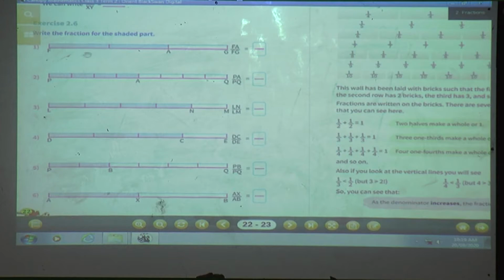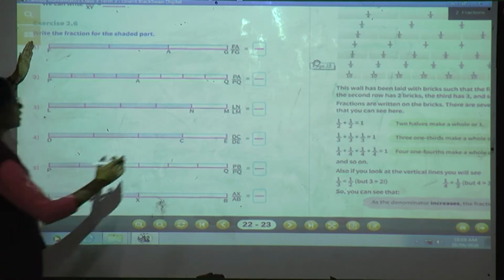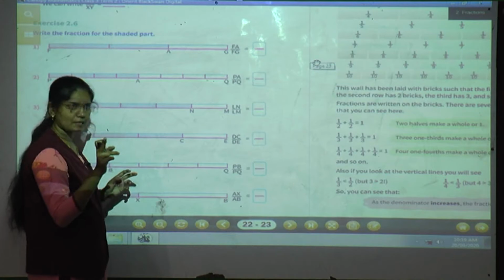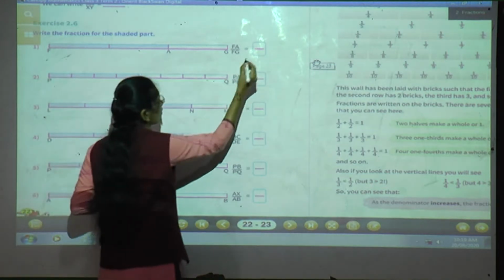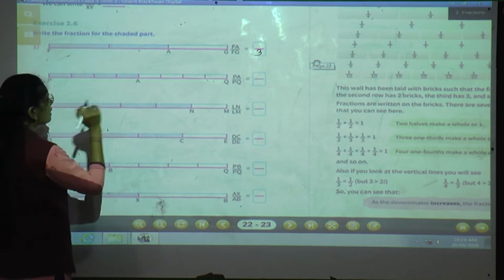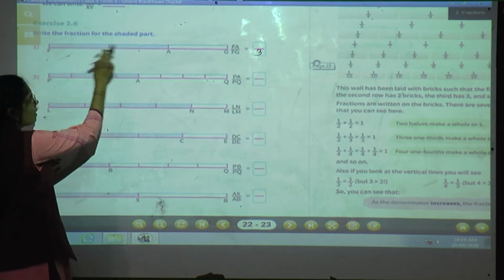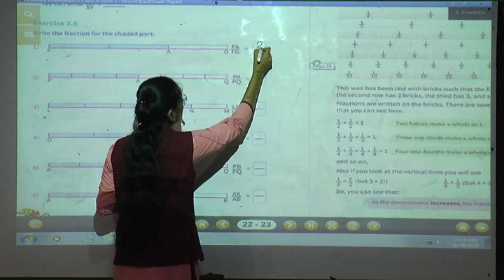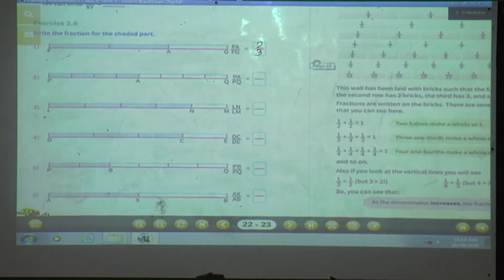Here this whole is divided into how many parts? Here you can see total parts 1, 2, 3. FG means total parts. And how many parts are there in FG? There are 3 parts. And out of those 3 parts, how many parts are shaded? 1, 2 parts are shaded. So FA is equal to what? 2, and the fraction is 2 by 3. Okay, next we'll move to the next example, that is the second one.